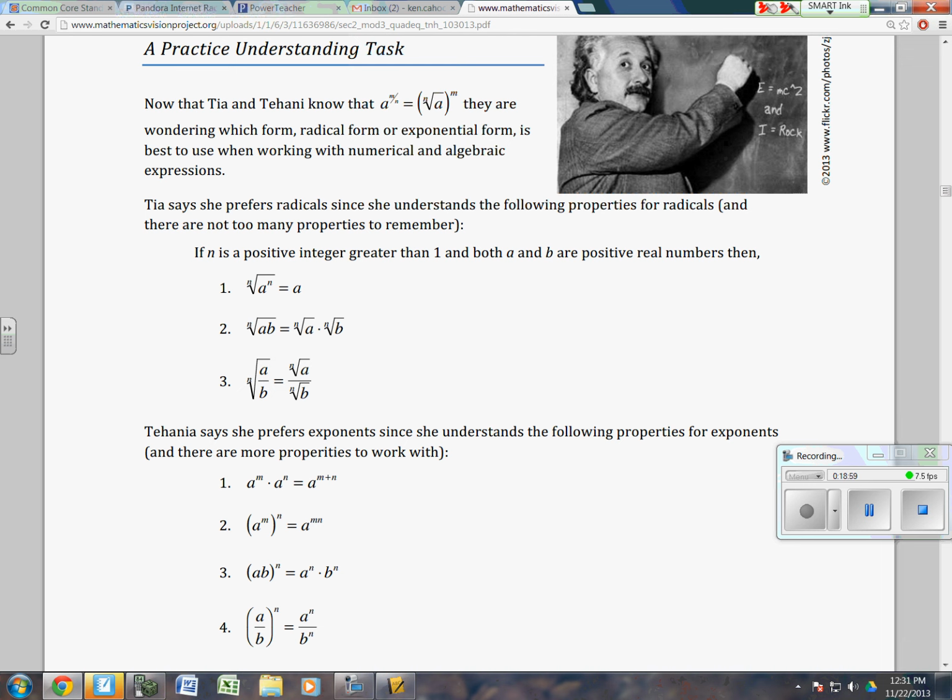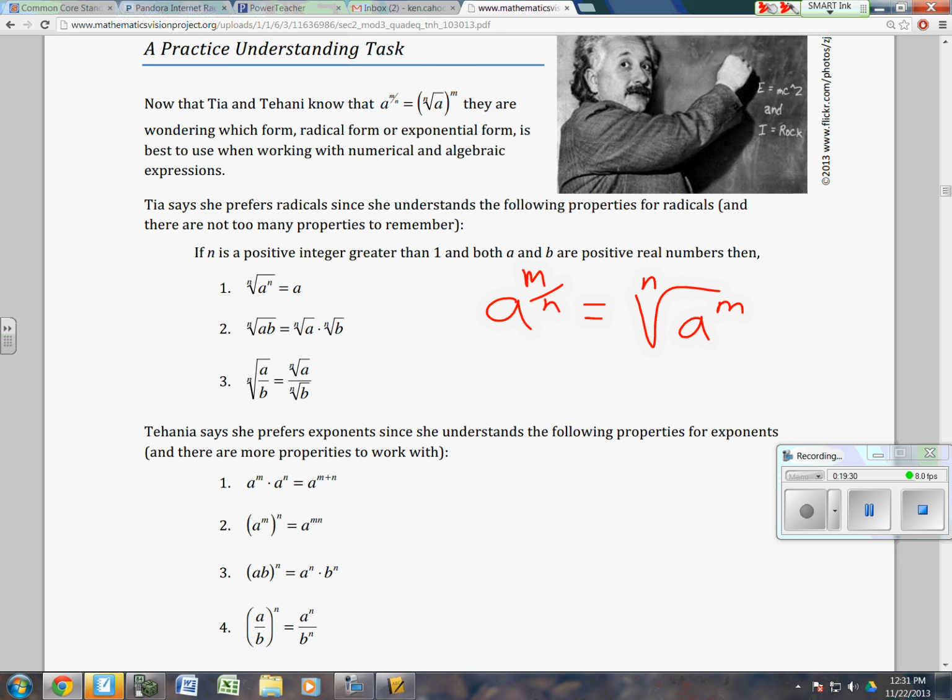N has to be positive. Oh, let me write it one more time. A to the m over n is equal to the nth root of a to the m power. N has to be positive. Let me say that again. N has to be a positive integer, I mean a whole number, like 1. It actually can't be 1 either. N has to be a positive number greater than 1. So 2, 3, 4, 5, 6, 7, and so forth.